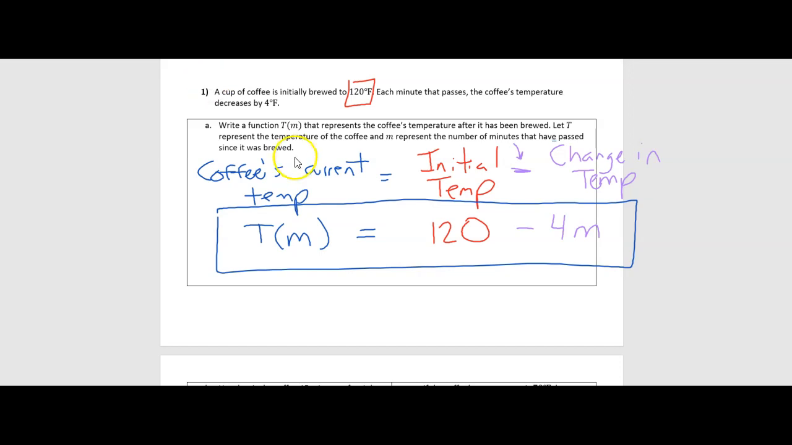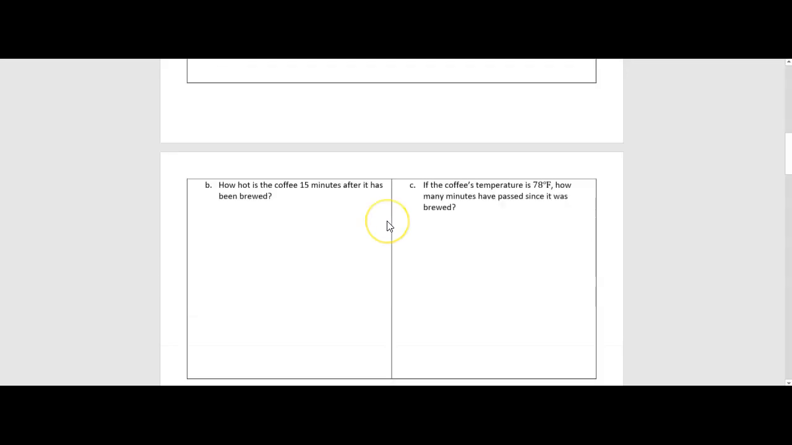Okay, so let's go and see how we can use this function to answer some of the questions down below. I'll rewrite the function here for us. We had T of M is equal to 120 minus 4m. So it says, how hot is the coffee 15 minutes after it has been brewed? Well, the 15 minutes, we need to know where to substitute that in. Is that an m value or is that a t value? Well, it's minutes, so it's going to be an m value. So I'm going to substitute in for m.